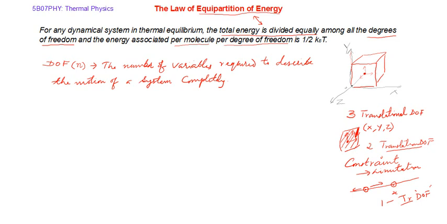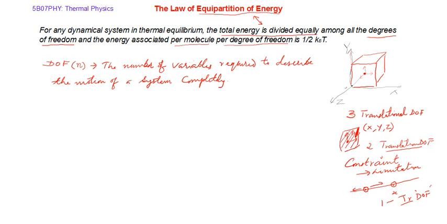In one dimensional motion, okay, motion along the x-axis or y-axis or z-axis, there are 2 constraints. So I need to have only one variable. One of the variables is enough to tell the position. Okay, so that is 1 degree of freedom. Hope you understood what is the meaning of degree of freedom, right?